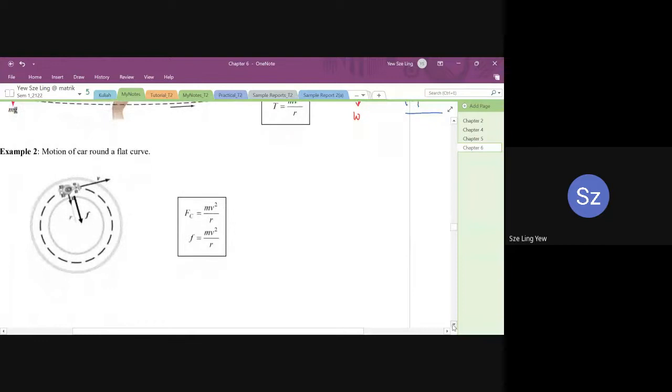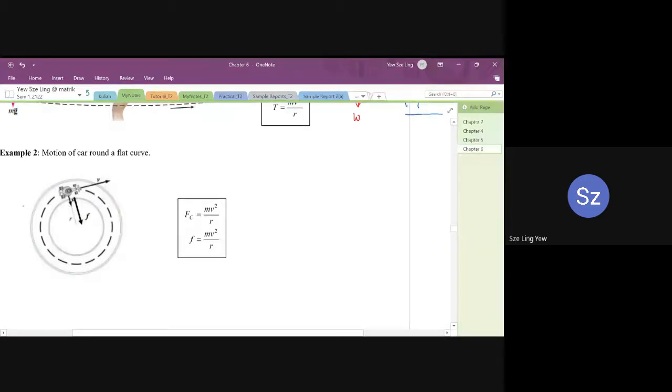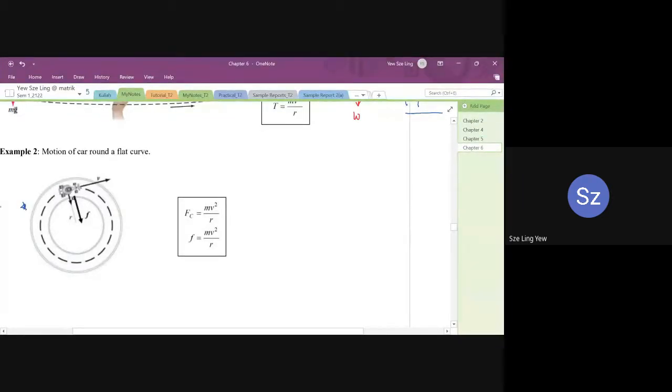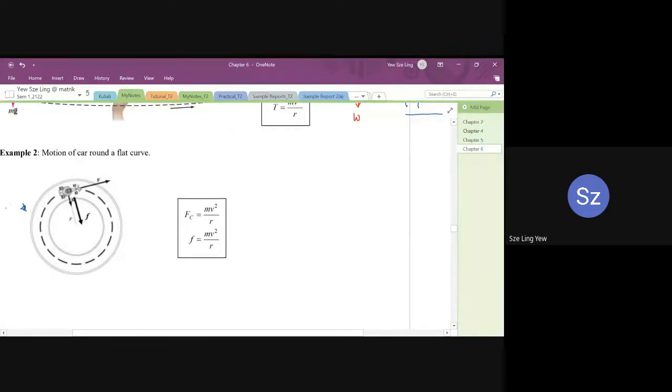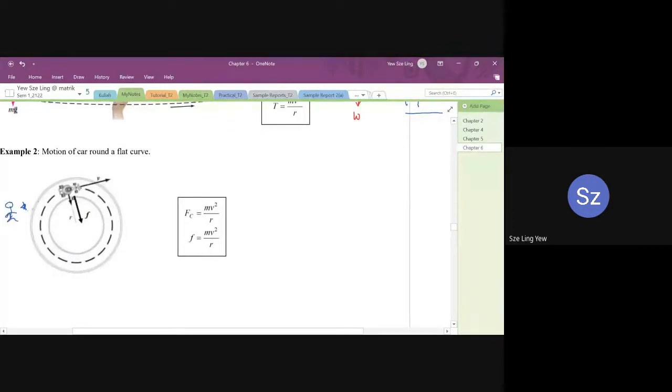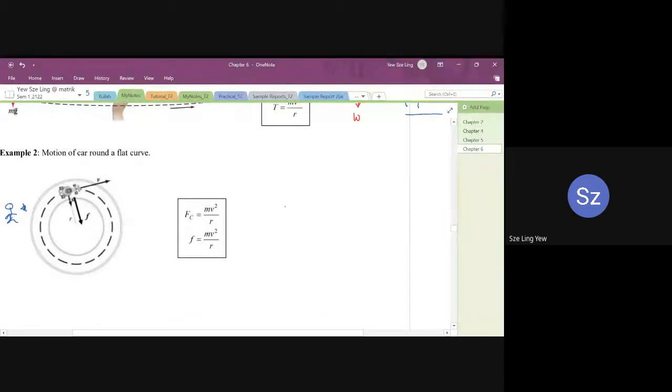The second example of a horizontal motion is the motion of a car around a roundabout, around a flat curve. Now I'm going to draw a free body diagram for the car. Let's assume I'm watching the object from the back of the car. So if I watch the car from the back, I'm standing right here. What are the things I'm going to see? This is my object, which is the car.